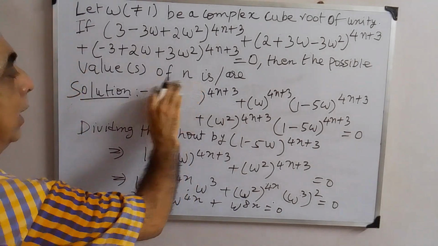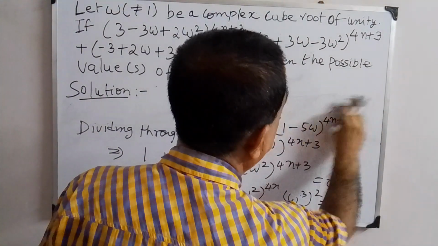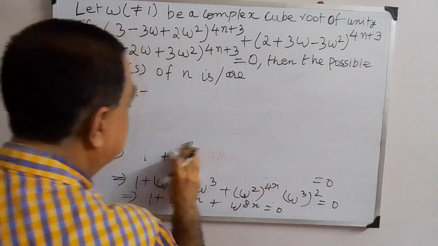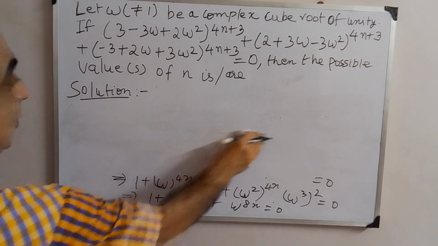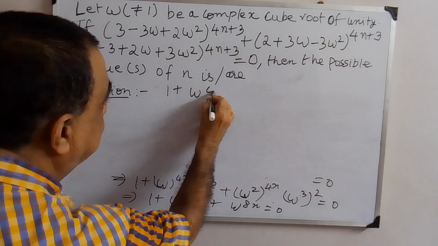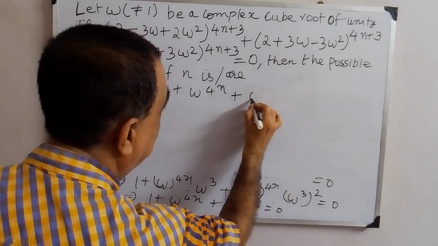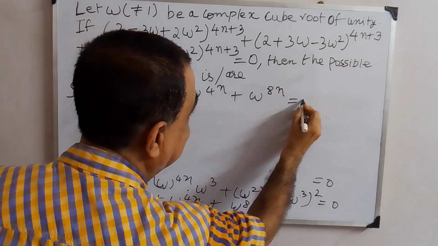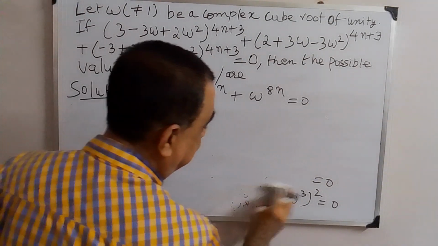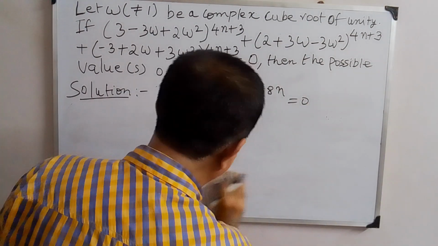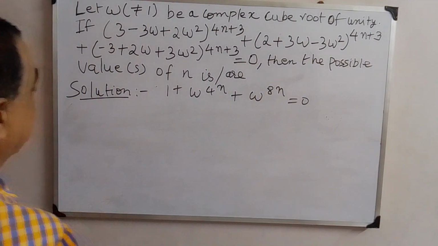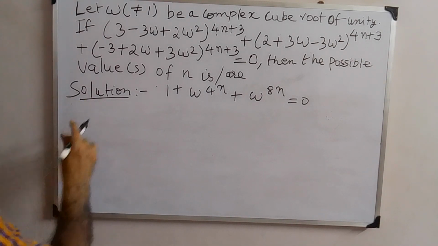Now see, I have to find which values of n will satisfy this equation. I have arrived at 1 plus omega to the power 4n plus omega to the power 8n is equal to 0. Now I am checking which values of n from 1 to 5 satisfy this equation. So I am putting the values of n separately. Now I am checking by putting 1.